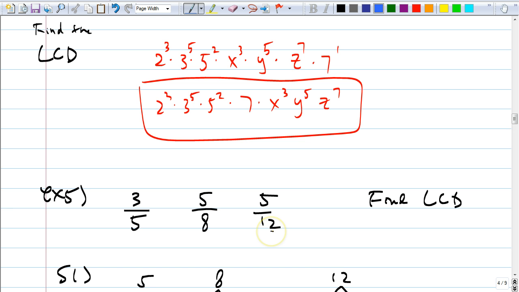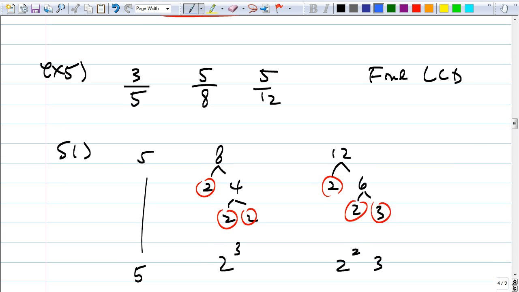Okay. How many of you got at least the factor tree part? 5 is just 5. That's easy. 8 is 2 times 2 times 2. You get 2 to the third power. You want to write these in exponential form, right? And 12 is 2 times 6. 6 is 2 times 3. So you get 2 to the second times 3, right? So now instead of dealing with 2 numbers, you're dealing with 3 numbers. That's okay, right? You could have 3 denominators, can't you?